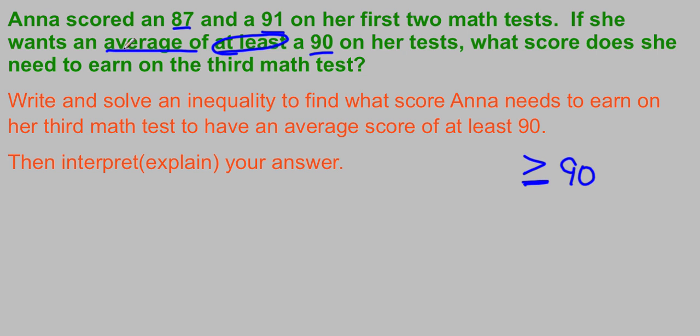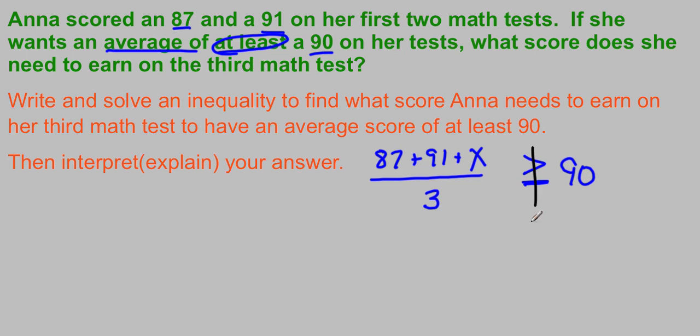Now, this one's a little different. We need to find the average. So think about, how do you find the average of something? Well, you add together all of the amounts. So she had an 87, she had a 91, and she has a, I don't know, x. And then it gets divided by 3. Well, now we have an inequality that we can solve. So to find the average, we add them all up, divide by 3, and that gives us an answer.